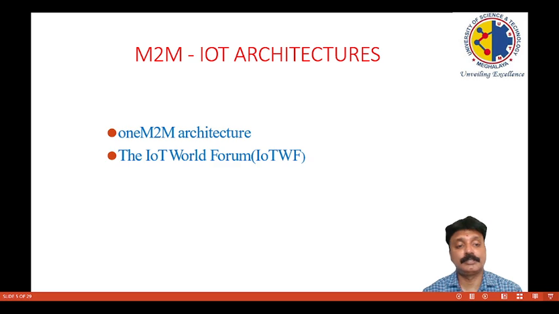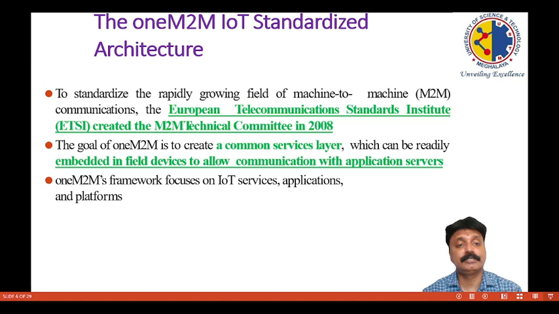M2M IoT architectures: oneM2M architecture and the IoT World Forum. So these two areas we can see. First, the oneM2M IoT standardized architecture. This standard was developed initially by the European Telecommunications Standards Institute, that is ETSI. It created the M2M technical committee in the year 2008. The goal of M2M is to create a common services layer which can be rapidly embedded in field devices to allow communication with the application server.